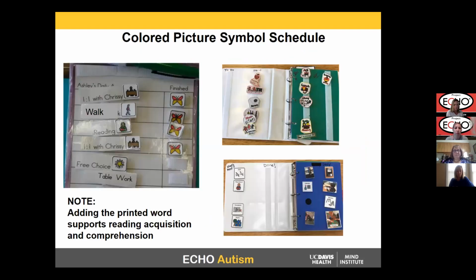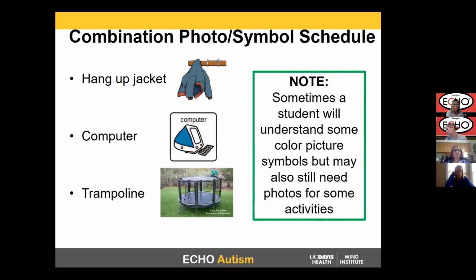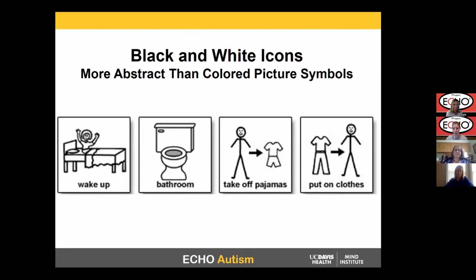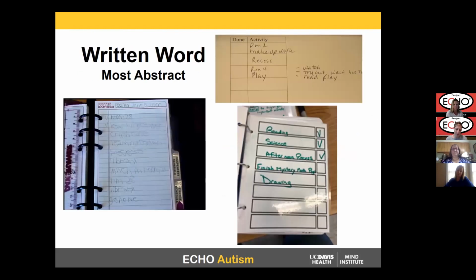Then we have the photo schedules, and then we also have the picture symbol schedules, and pairing that printed word, as I talked about earlier, really does support reading acquisition, and especially reading comprehension. This is something else that's important that we want to help parents understand, is that sometimes we're going to have a combination. Sometimes they'll understand these picture symbols, but they'll still need the photo to help them understand other different events. And it's just because cognitively we don't just all of a sudden go from one ability to the next seamlessly, and it's not that well defined. So having a combination schedule is okay, and we help parents understand that. Then we have the black and white icons, which are way more abstract than those colored picture symbols. And then finally, way more abstract and the most is the written word.